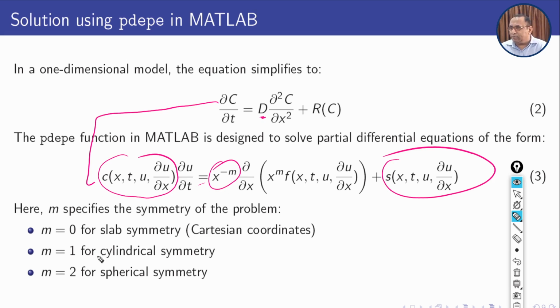When we have m equal to 0, then we have the slab symmetry. When we have m equal to 1, in that case we have the cylindrical symmetry, and m equal to 2 gives spherical symmetry. But in the present problem, we have m equal to 0, which means the slab symmetry or Cartesian coordinates.